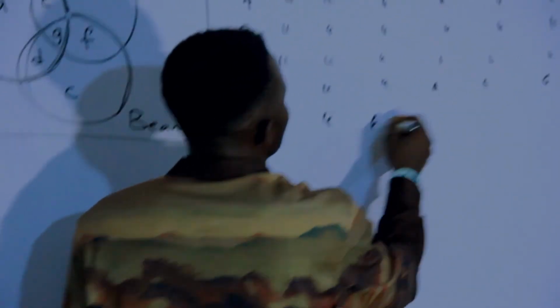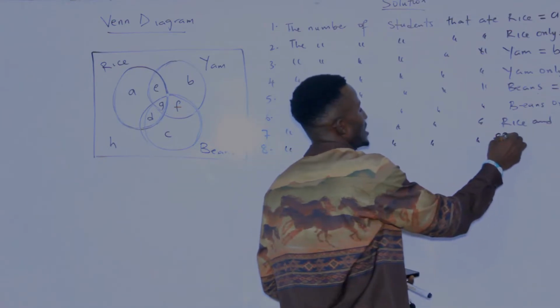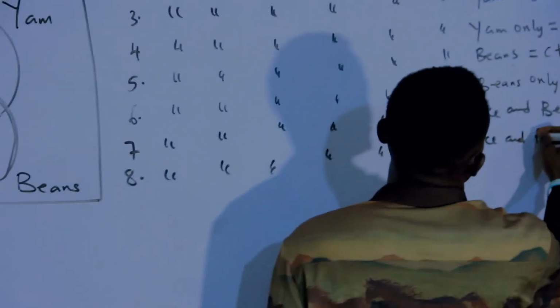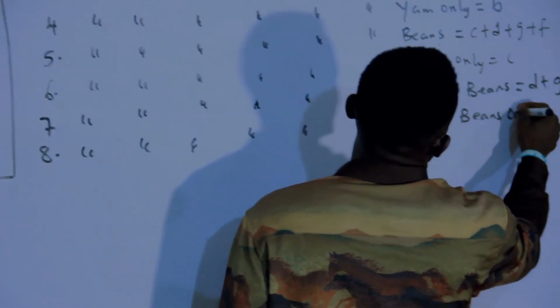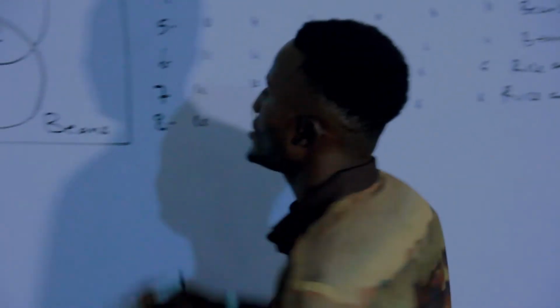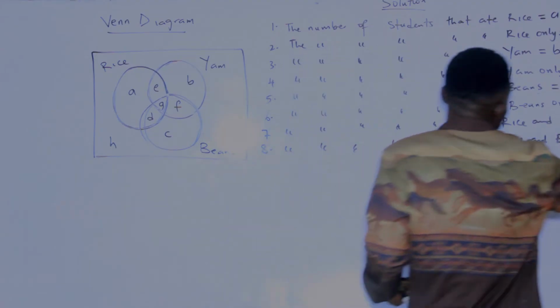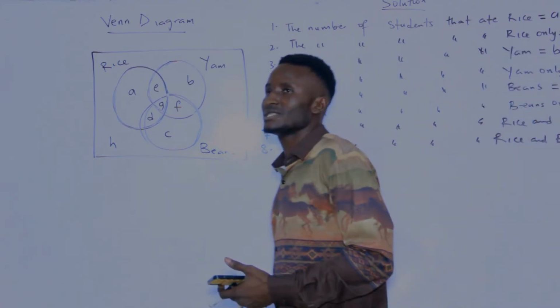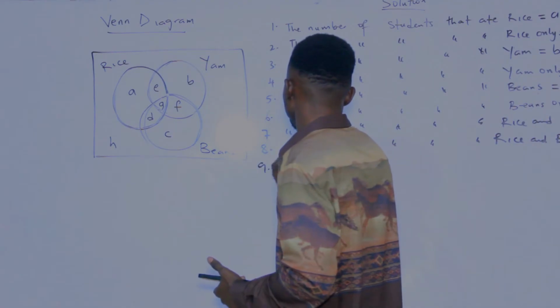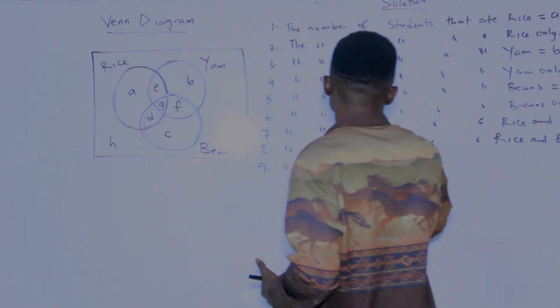So what if they now ask what's the number of students that ate rice and beans only? Rice and beans only. And that is at the middle here, which is what? D. That ate rice and beans only. Number 10. We have the number 9.